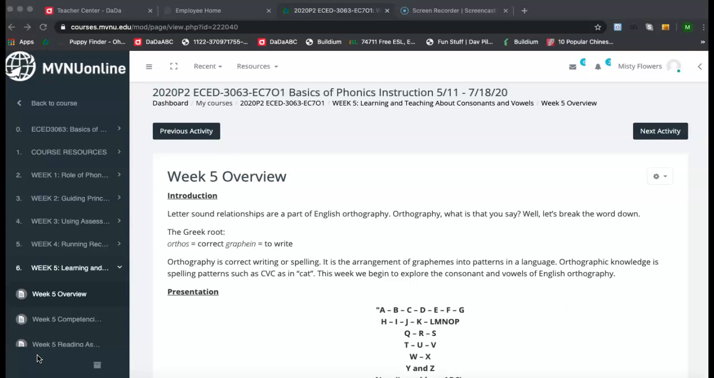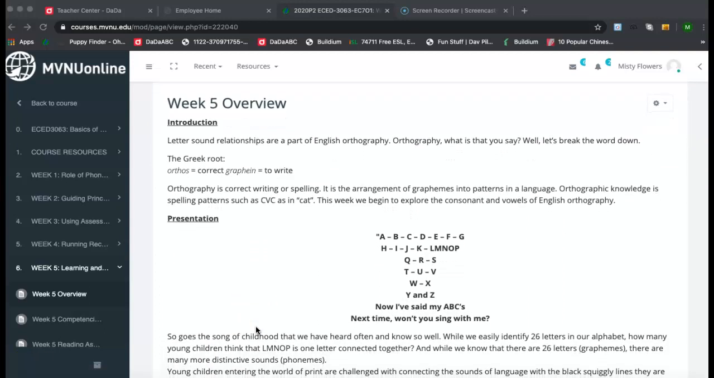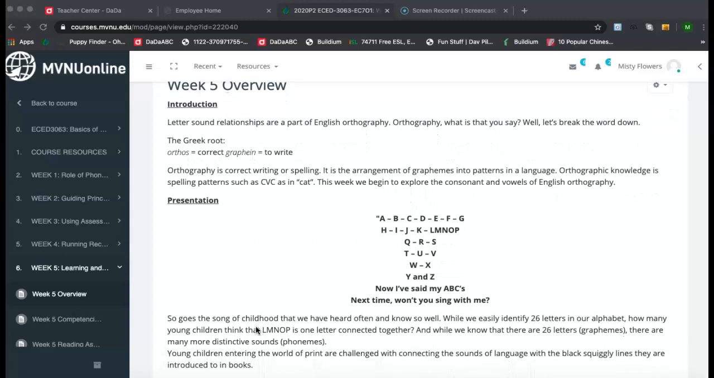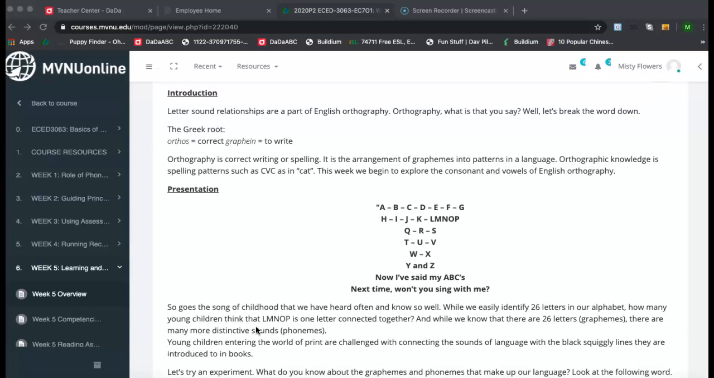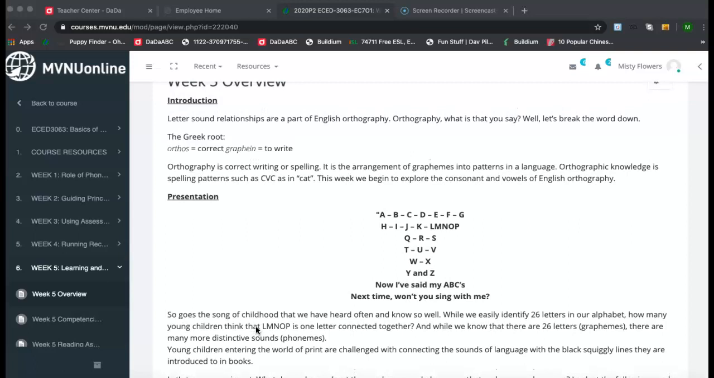As I said earlier, this week we're going to look at the consonants and vowels of English orthography. A great example of this is the alphabet song. We have sung the alphabet song many, many times. We know there's 26 letters in the alphabet.